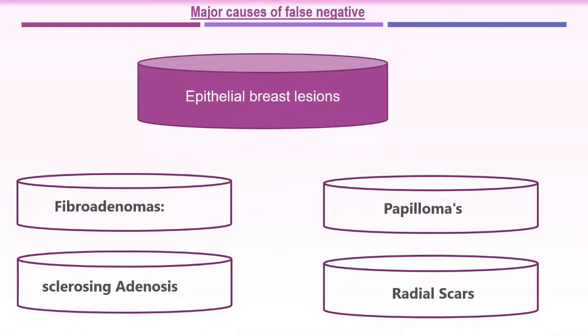Three of them are proliferative, while one is non-proliferative. Which one is non-proliferative? Radial scar. Who said the radial scar? Medina. Why did you select radial scar? Is fibroadenoma a proliferative lesion? Is it a proliferative lesion?